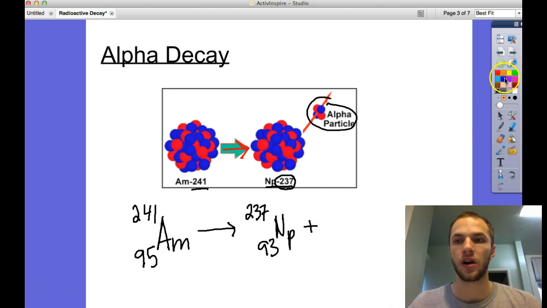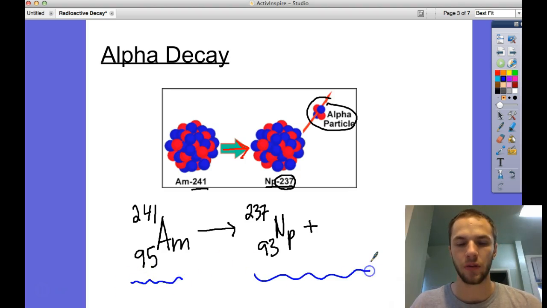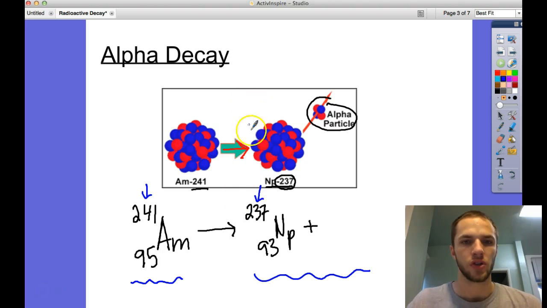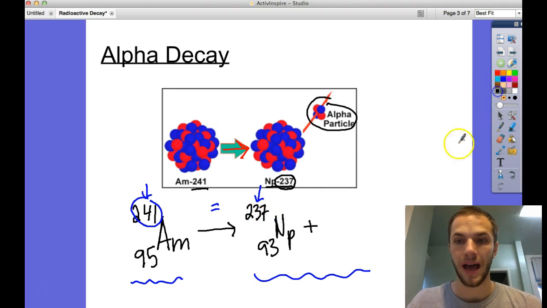Remember, the conservation of matter tells us the mass of what we start with has to equal the mass of what we end with. Our mass is 241 here, and here's 237. So our total mass started as 241, which means our total ending mass has to equal 241. We already have 237, so this extra particle must have a mass of 4, because 4 plus 237 equals 241.